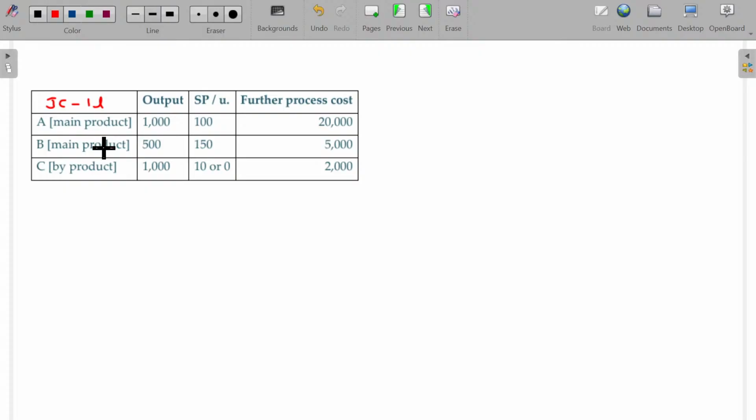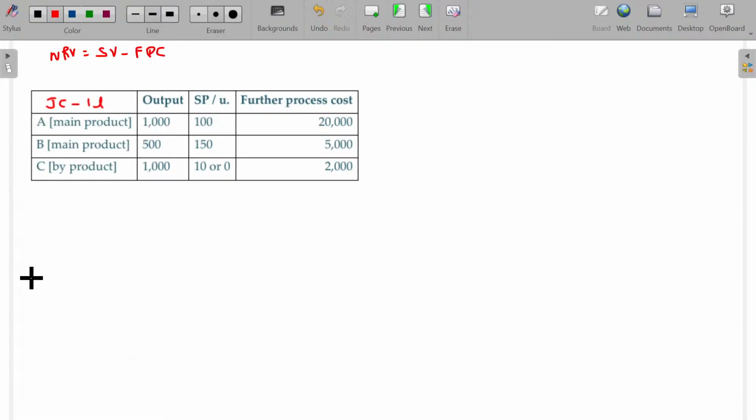Now we have to follow the NRV method. As per the NRV method, sales value minus further process cost. If the GPR is given, you can subtract the GPR. Yes, this is the NRV. Using this NRV, you have to divide this joint cost to the products. Is that okay?